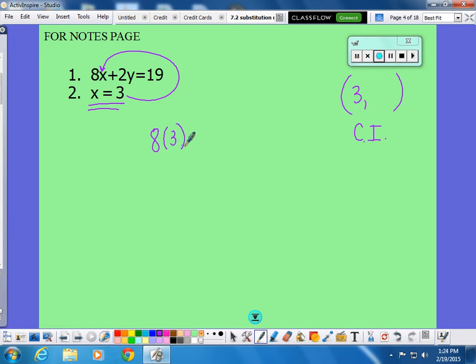So we're going to plug in x is 3. Multiply. Subtract.